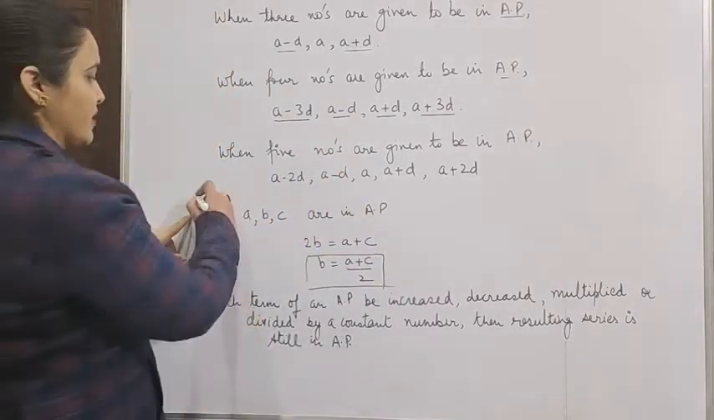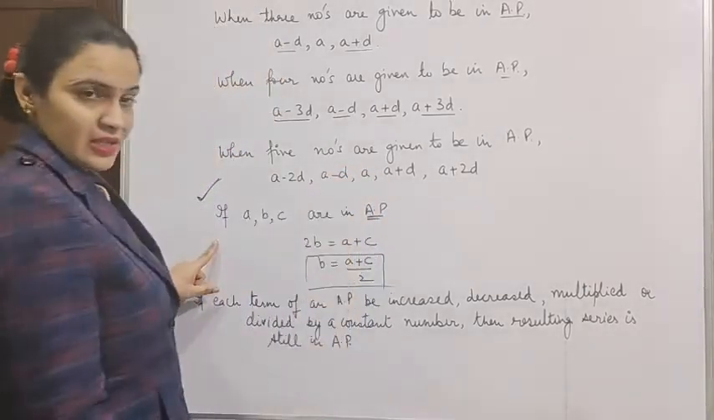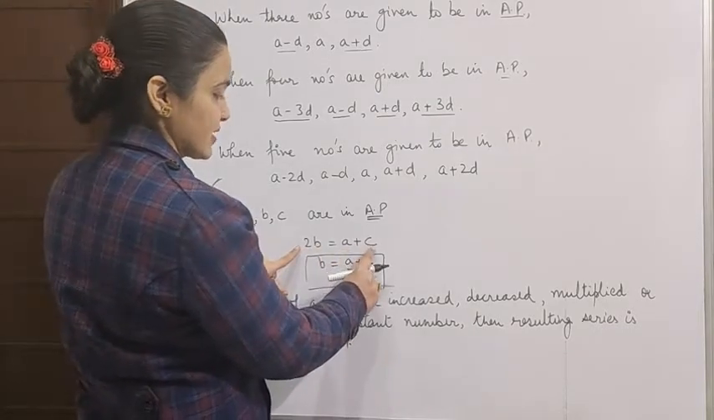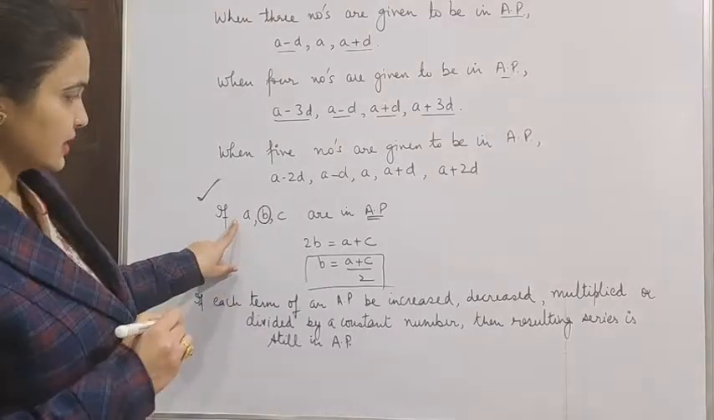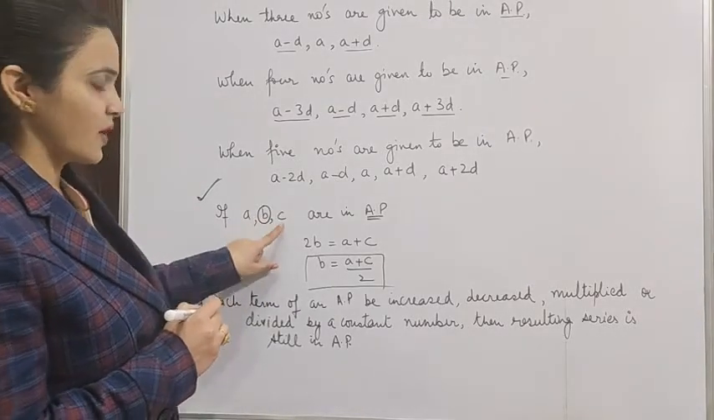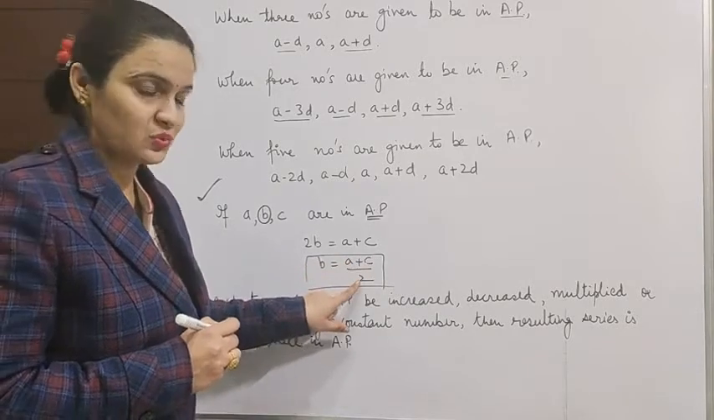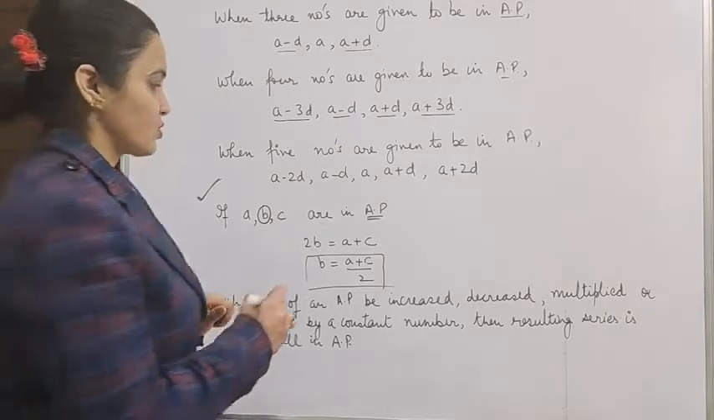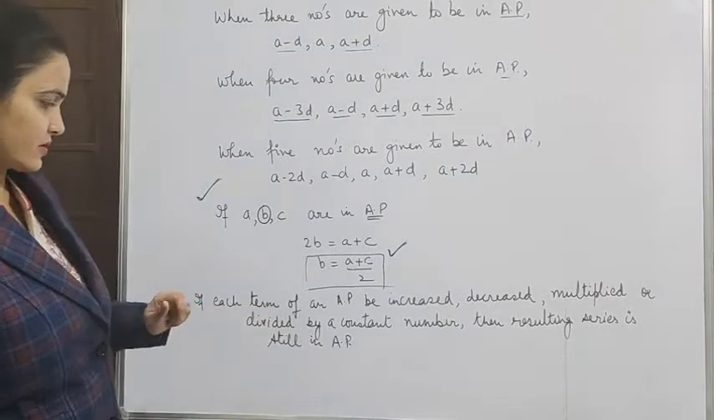Next, this is very important. If we are given that three numbers A, B, C are in AP, then we have the relation that twice of B is equal to A plus C. That is, this middle one is the arithmetic mean of these two numbers, that is, B is equal to A plus C by 2. Clear? When the three numbers are in AP. So always remember this. We will use this in our questions.